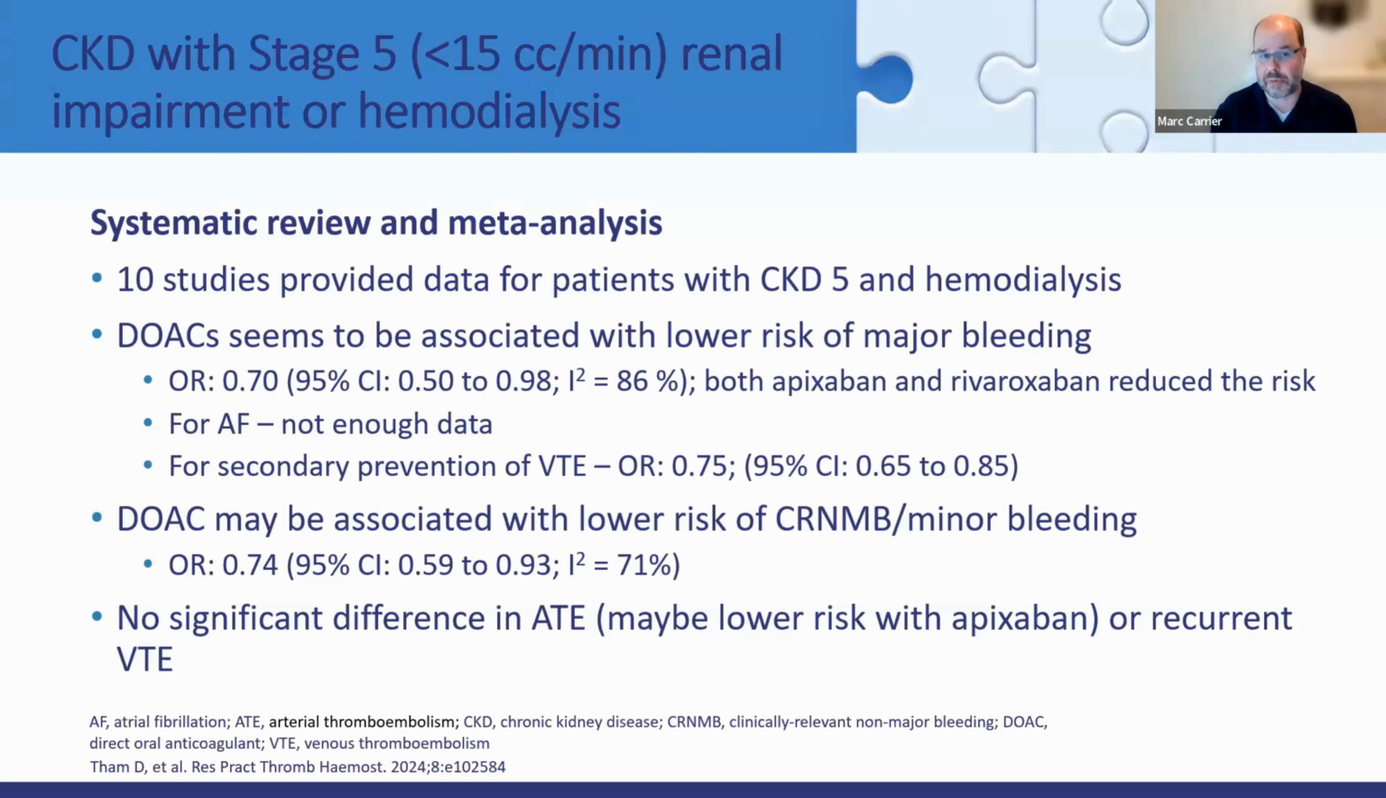But in the setting of secondary prevention, like in our particular case, it looks like there's a relative decrease in the odds of about 25% that was statistically significant, and that's for major bleeding. And when you're looking at clinically relevant non-major bleeding, minor bleeding, also slightly decreased. But keep in mind, these are observational studies mostly, so biased by indication, confounding, and other things. And then no significant difference in ATEs, but certainly evidence that is somewhat reassuring in that particular setting.